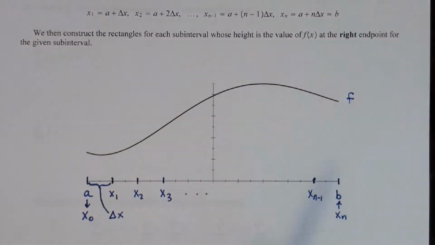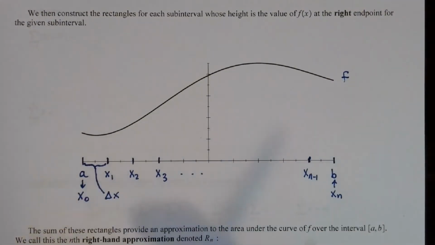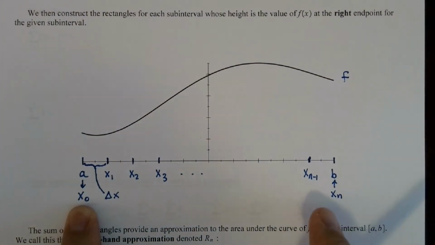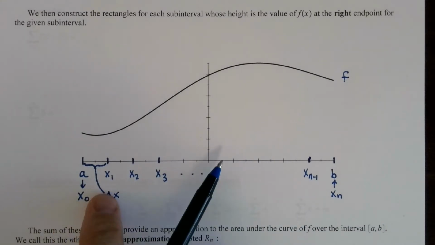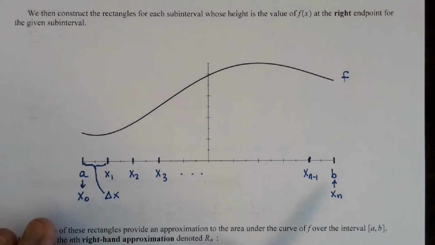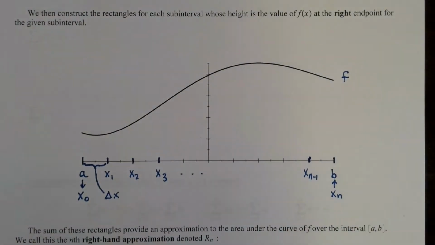Okay, so that's the notation we'll use for our endpoints. We'll start at x of 0, and by starting with x of 0, we'll end with x of n. So if I have 4 subintervals, if n is 4, x of 0 to x of 1 is the first interval, x of 1 to x of 2 is the second interval, x of 2 to x of 3 is the third interval, x of 3 to x of 4 would be the last and fourth interval, for instance.